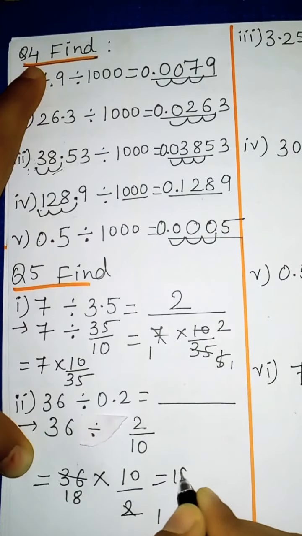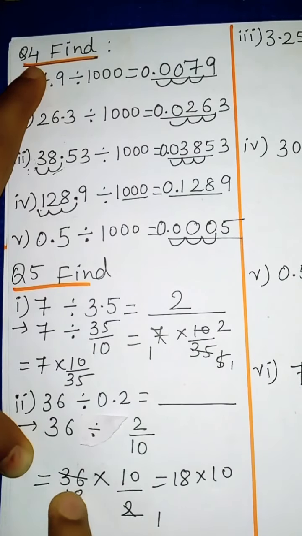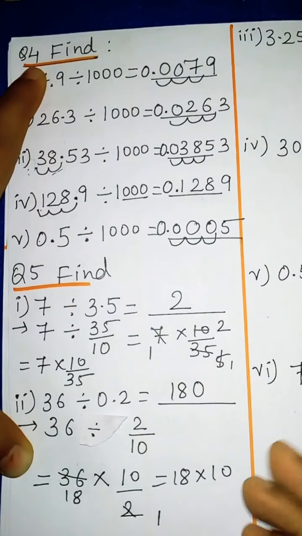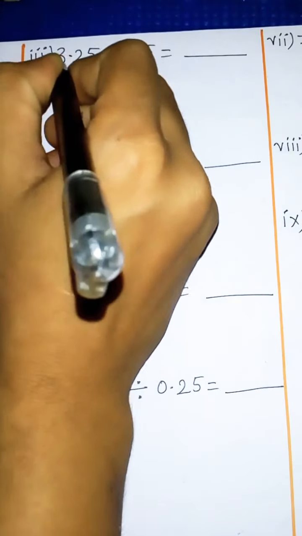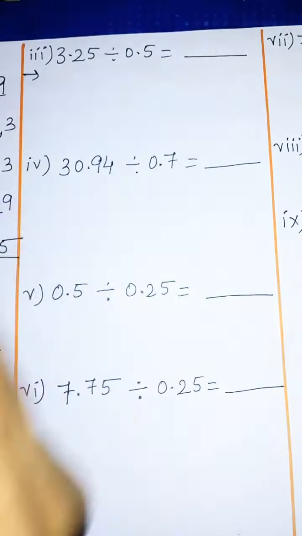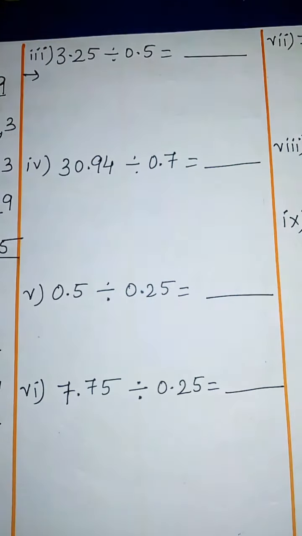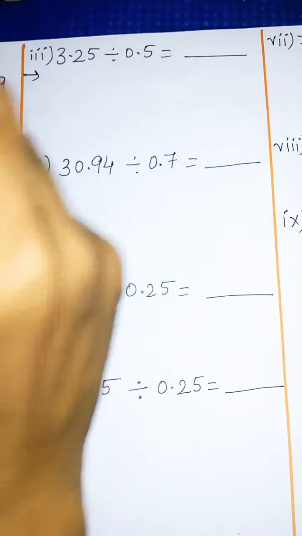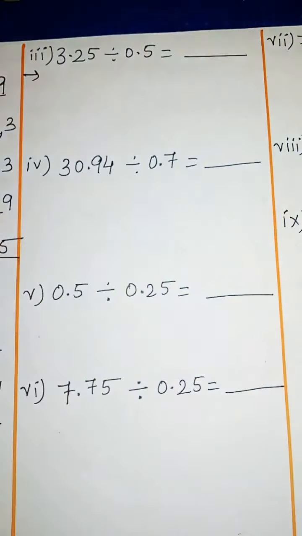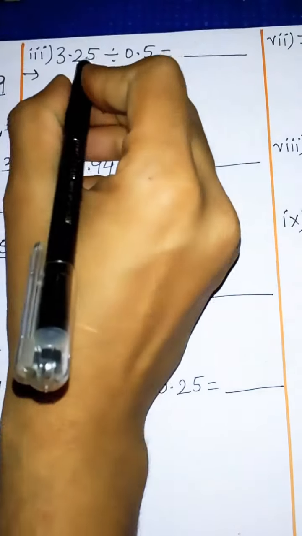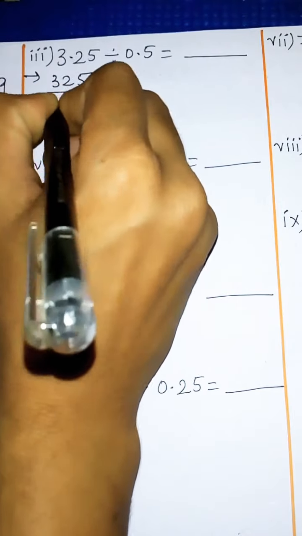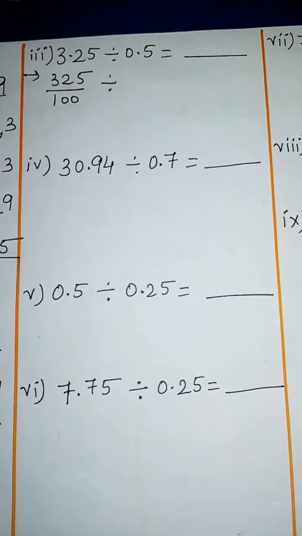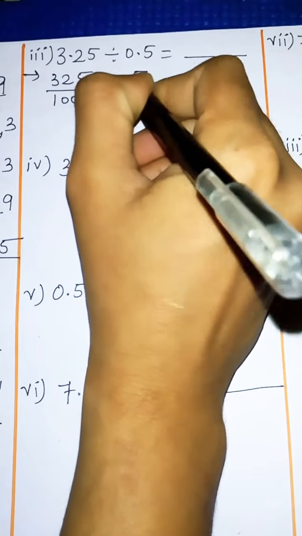So what is left? 18 into 10 is left. Here 18 is left in place of 36 and into 10. So 18 10s are 180. So this is our answer of second one. Now third one is 3.25 divide by 0.5. Here also point is given, here also point is given. So if I remove this point, point is after 2 digits. So what will come in the denominator? 100 will come. 2 digit के बाद point है तो नीचे क्या आएगा? 100 आएगा. So 325 upon 100. Here divide by 0.5 is there. So it will be 5 upon 10.